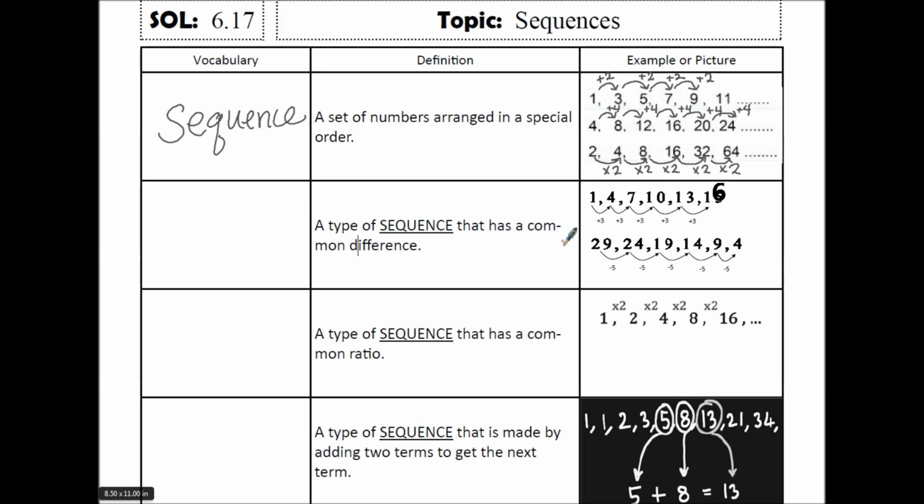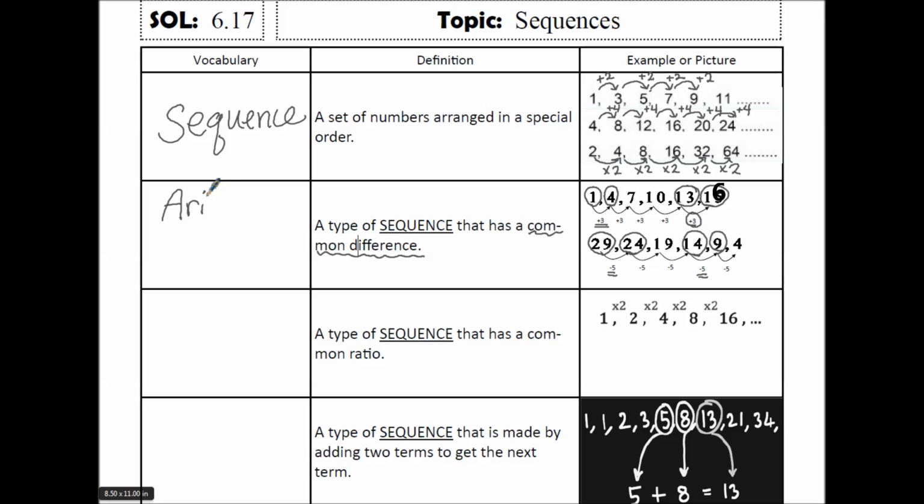A type of sequence that has a common difference. So if you take any two numbers that are next to each other in a sequence, let's say 1 and 4 in this top sequence, the difference is always going to be the same. So the difference between 1 and 4 is 3. The difference between 13 and 16 is 3. So in this next one, the difference between 29 and 24 is 5, and the difference between 14 and 9 is 5. So the difference all the way through is the same.